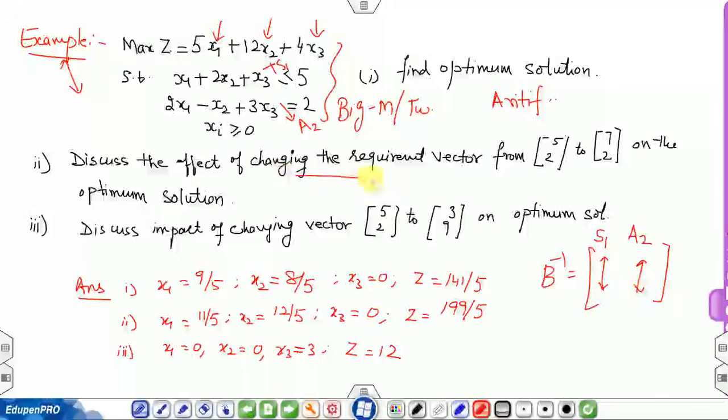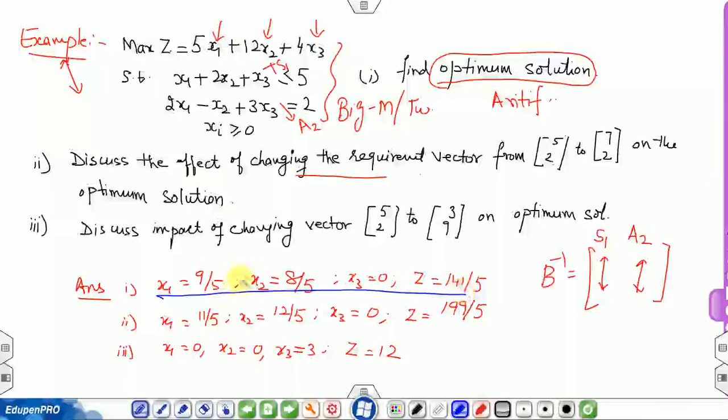So discuss the effect of changing in the optimal solution when the right hand side vector 5 2 changes to 7 2, while 5 2 changes to 3 9. So you can try yourself, this is an exercise for you. You first find the optimal solution. The optimal solution becomes this one.